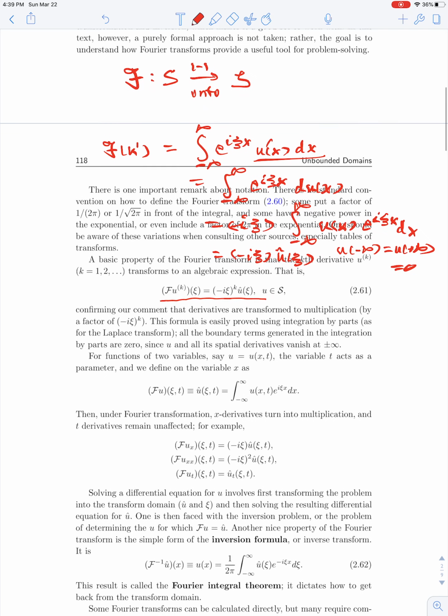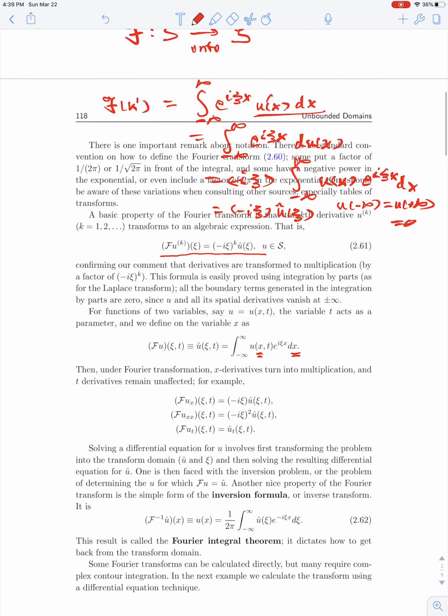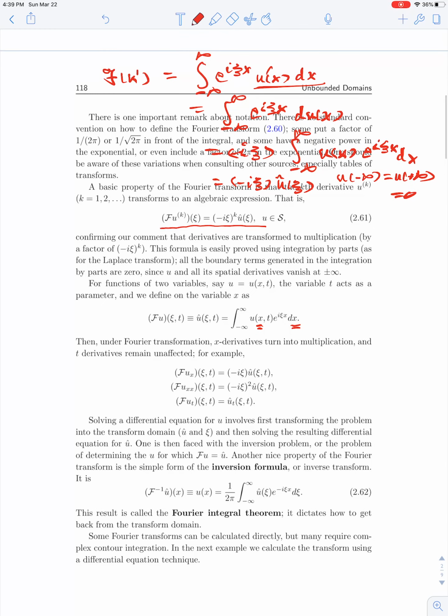Now, when we use the Laplace transform, we apply the transform, the integration, with respect to the time variable. But here, the integration is with respect to the space variable x. So that is one of the differences. And then when we solve a partial differential equation, in the Laplace transform case, we ignore the space variable, but here we ignore the time variable. So that is the point.